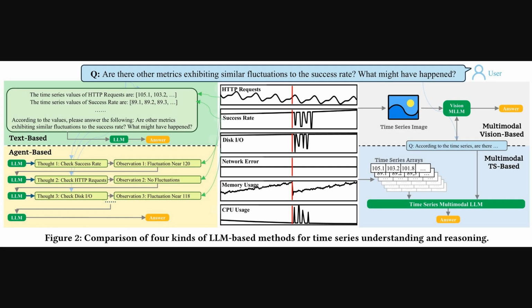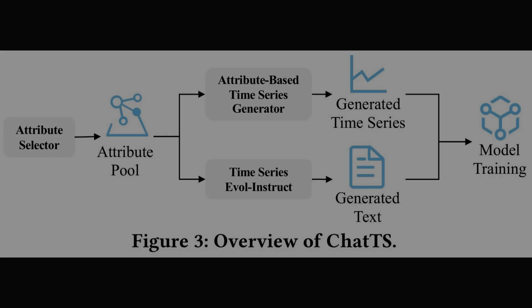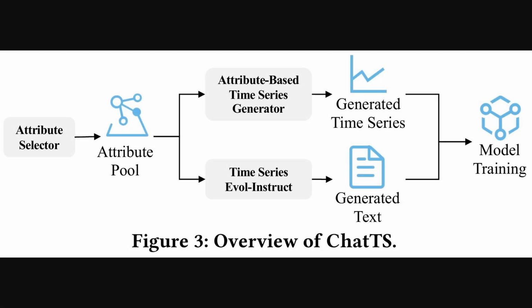Building on that example, Figure 2 actually compares a few different ways LLMs might tackle this. Besides the ChatTS approach, which directly processes the time series data arrays like we see on the bottom right, other methods exist. You could try converting the time series values into a long text description, or use an agent-based approach that breaks the problem down step by step, or even feed an image of the plots to a vision model. This figure really lays out the landscape of how people are trying to get LLMs to understand these time series patterns.